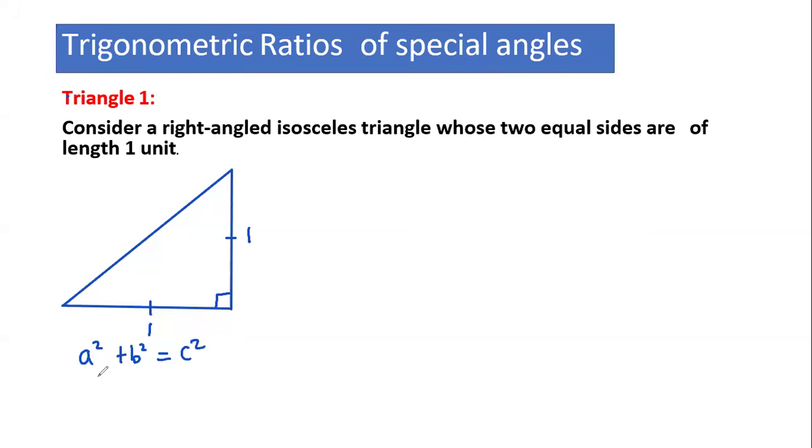Are we getting there? So we shall say 1 squared plus 1 squared is equal to c squared. 1 squared is 1, plus 1, which is equal to c squared. So we shall have 2 equals c squared. In order for us to get c, it means we shall get the root on both sides. So we shall have our c equals root of 2. So here we shall have root of 2.